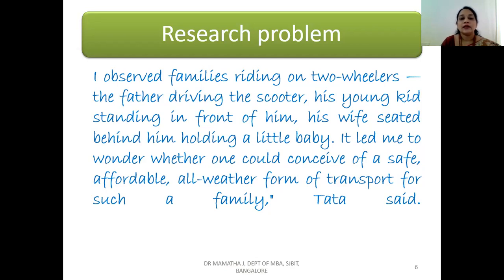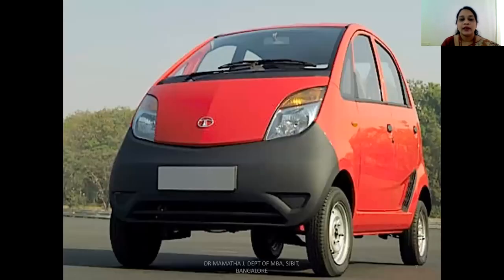one of the individuals who was observing this came out with an idea and discovered one of the products which is truly meant for middle class people. I hope you can guess who that is and what the product is. This is the product, the Nano car, based on the observation and the concern for the middle class category who cannot afford to buy luxury cars.